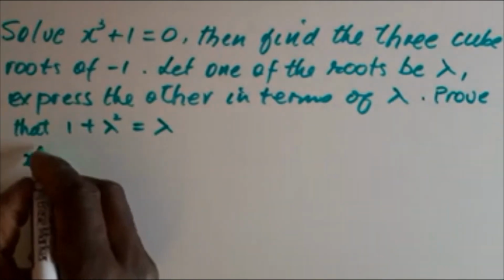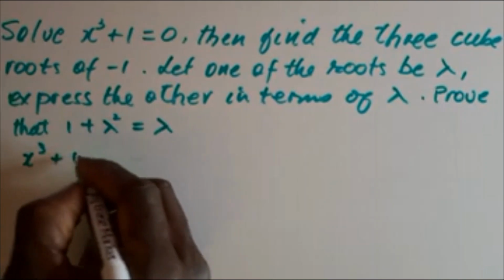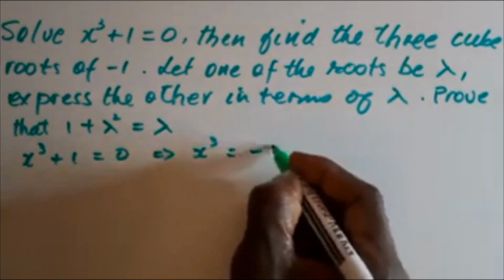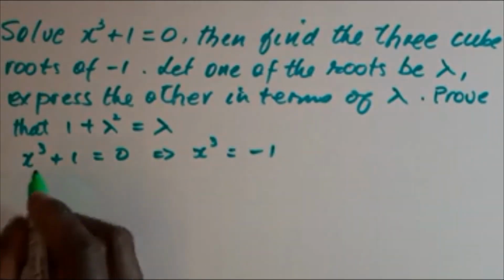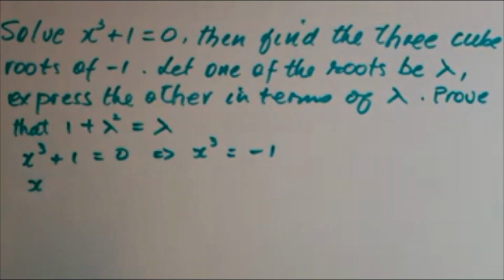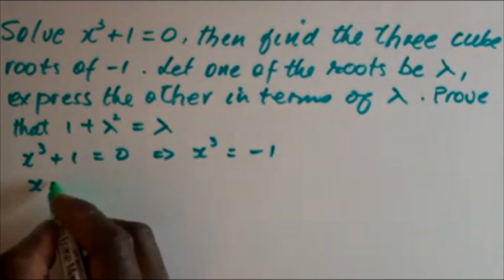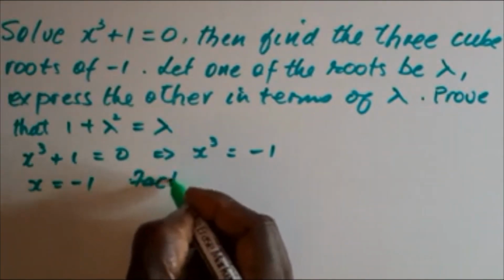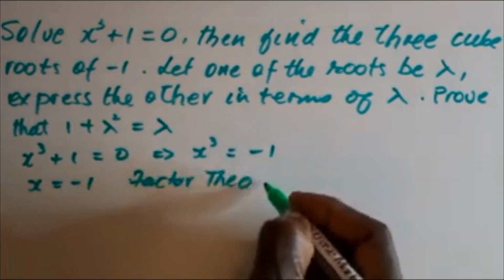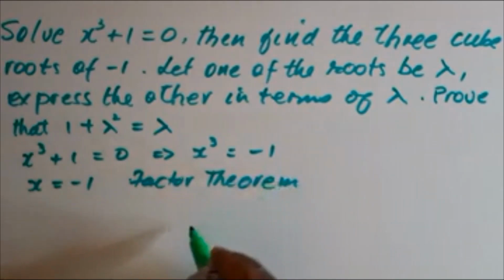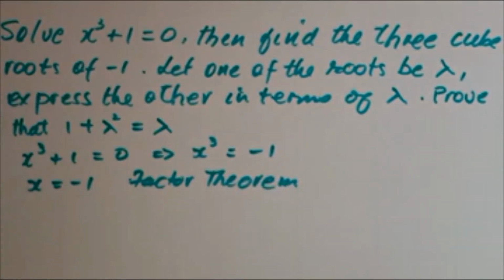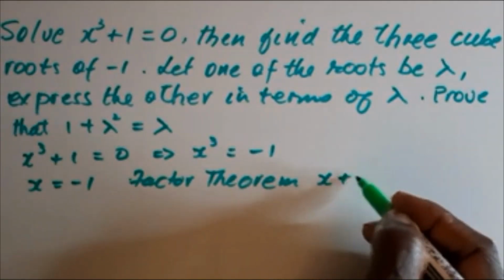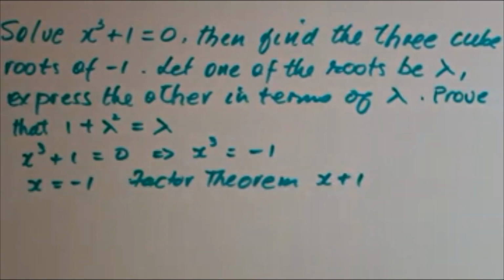If we have that x cubed add 1 is equal to 0, this implies that x cubed is equal to negative 1. So we have that one of our real solutions is x is equal to negative 1. And if we apply the factor theorem, we have one of the factors be x minus a, which is x minus negative 1, which is x add 1. So one of the factors is x add 1.